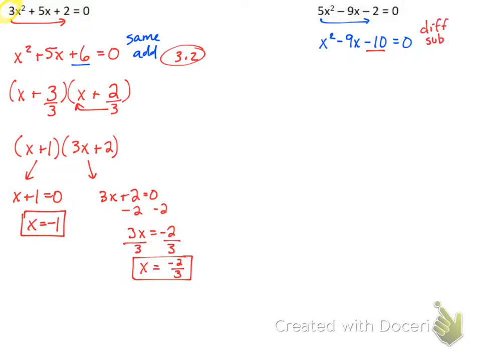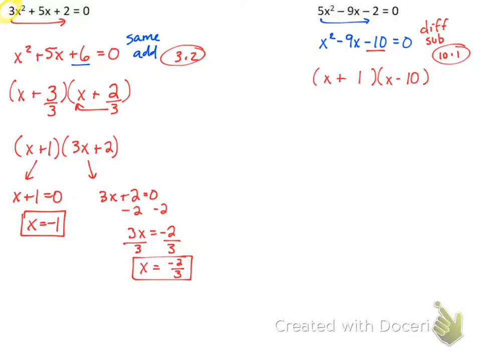Two numbers that multiply to get me 10 and, when I subtract them, give me 9, are going to be 10 and 1. So again, when I do that, parentheses x, one's a plus, one's a minus. Bigger number is 10, so I want it to be the same sign as my b value, which is a negative 10 and a positive 1. It multiplies to get me negative 10, it adds to get me negative 9.